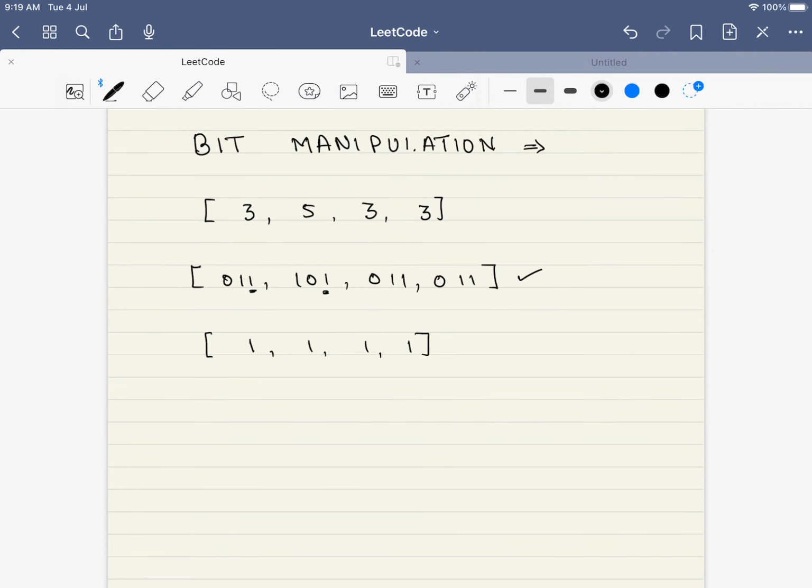Right. So now what we will be doing is using two variables. One is ones and the other one is twos. This ones will have all the numbers that have occurred just once, and this twos will include all the numbers that have occurred twice. And if any of them have occurred thrice, we will be removing it from both of them. So how do we accomplish this?